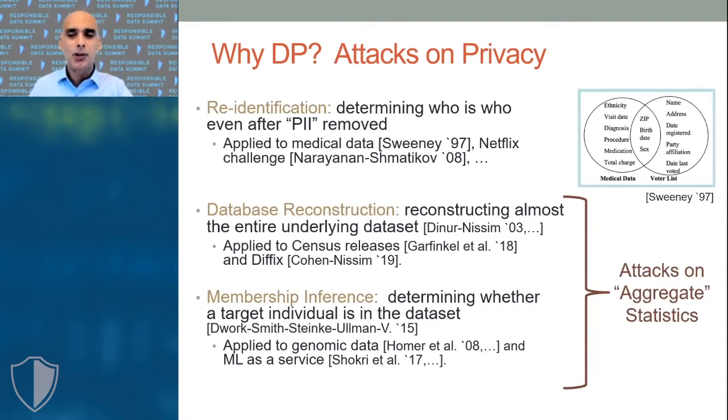These attacks don't tell us that all hope is lost, only that we need to be very careful, even with allowing only statistical analysis and aggregate statistics. And we need a theory to guide us in understanding what is safe and what is not. How many statistics can we release and how accurately without being vulnerable to attacks like these? That is what differential privacy promises to offer.